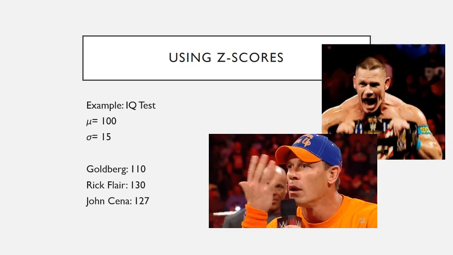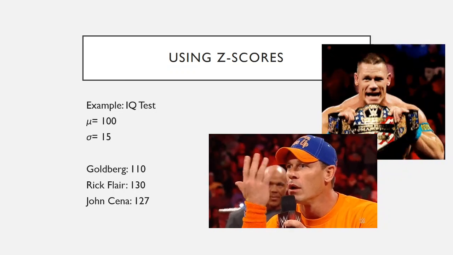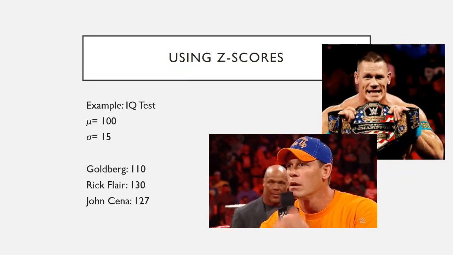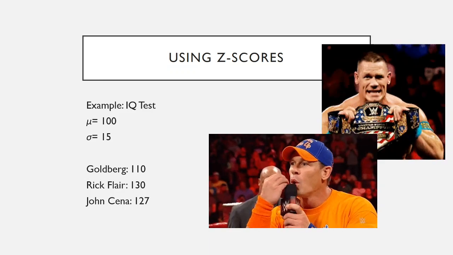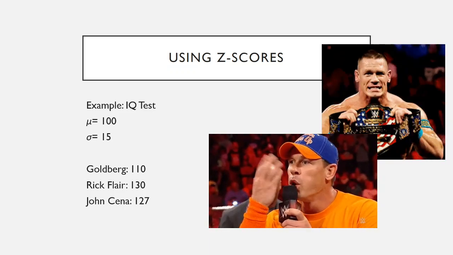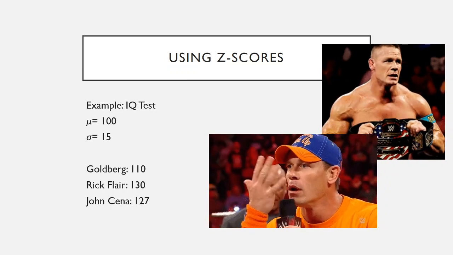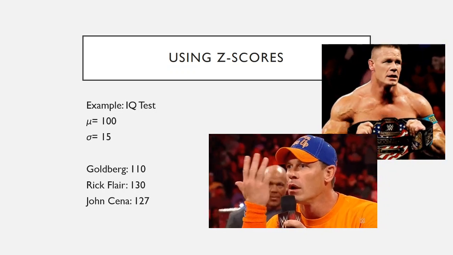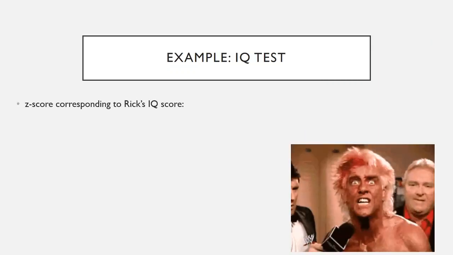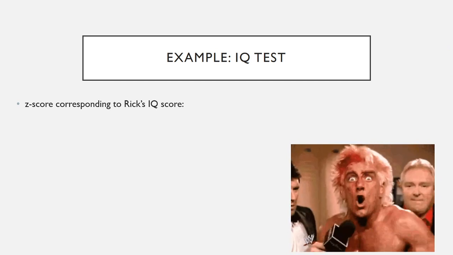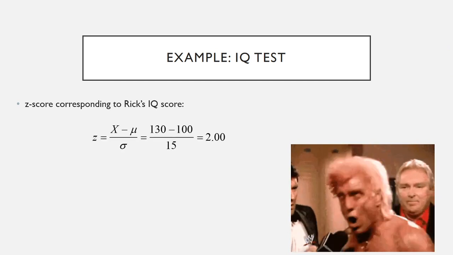Then let's add a third individual. I know you all know John Cena, so don't act like I'm being crazy, okay? Let's say I got John Cena to take my IQ test. He got a 127. So I've got another variable, another mean and standard deviation, and I've got a new set of raw scores.